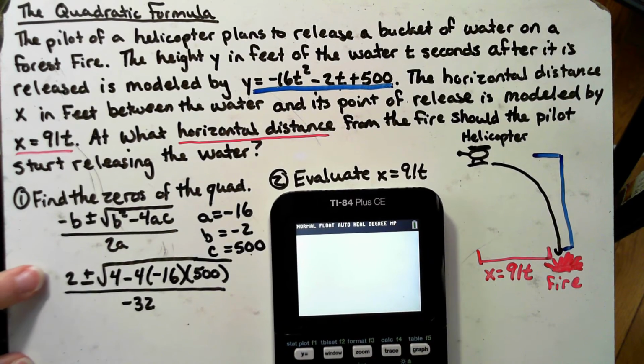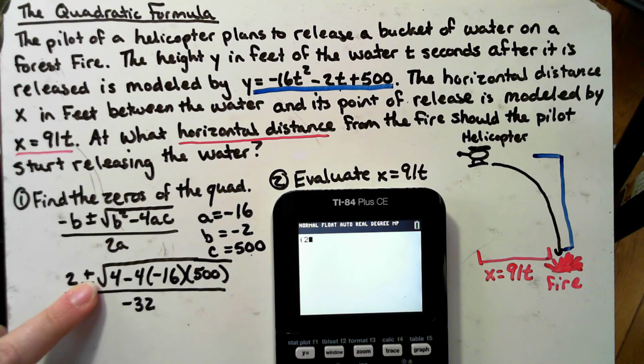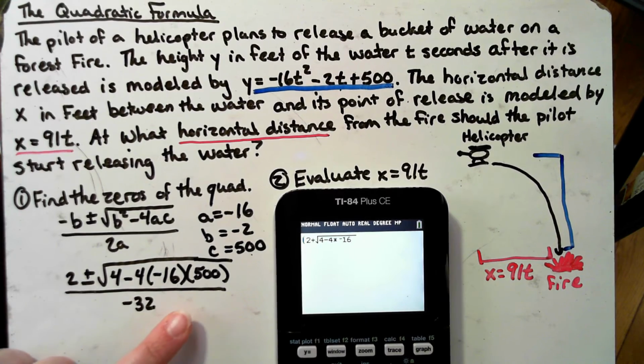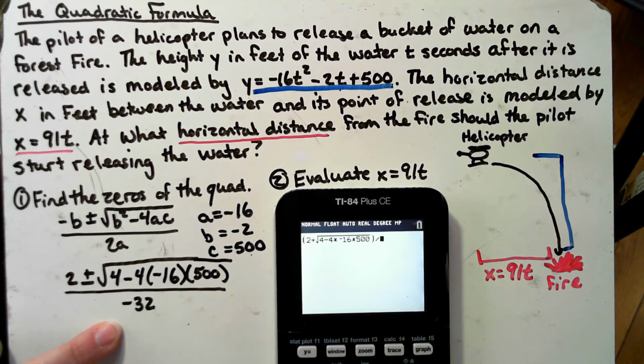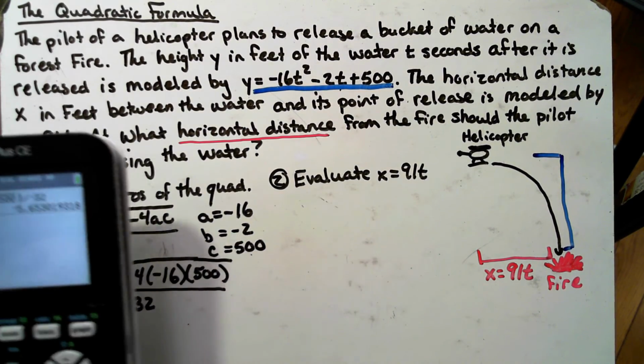And I'm just going to type in, and you need parentheses around the numerator. So parentheses 2, and now I'm going to select either plus or minus for this first one. So plus the square root of 4 minus 4 times negative 16 times 500, and I can close my parentheses because that's the numerator, and it's divided by negative 32. So I got negative 5.653, and this is given in seconds.